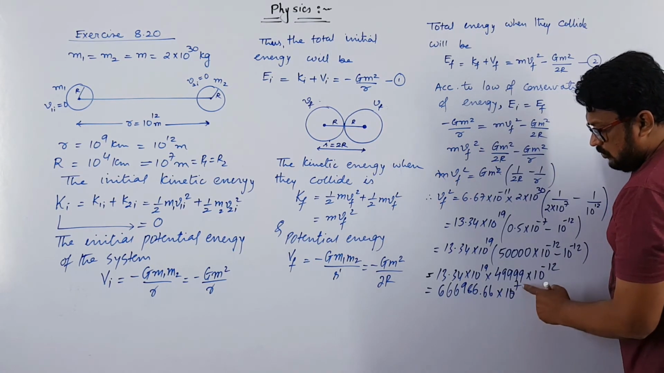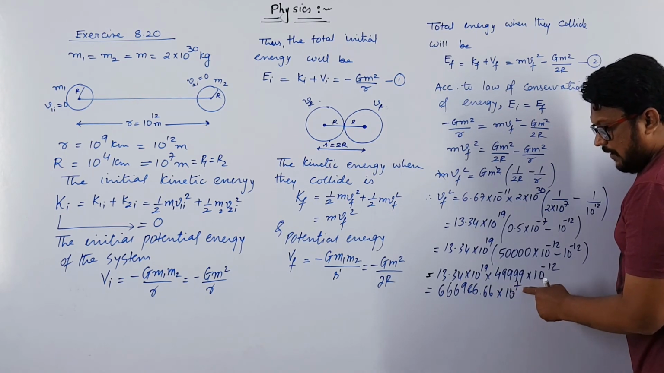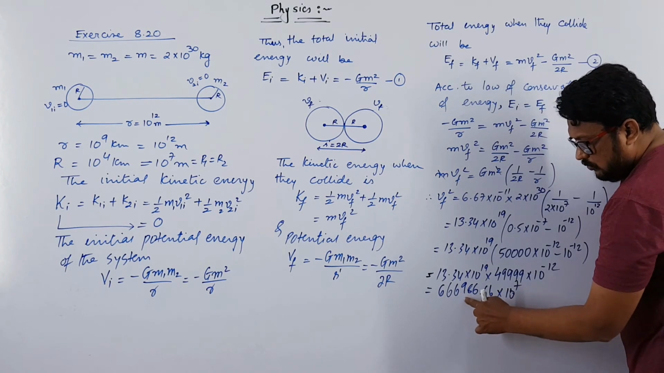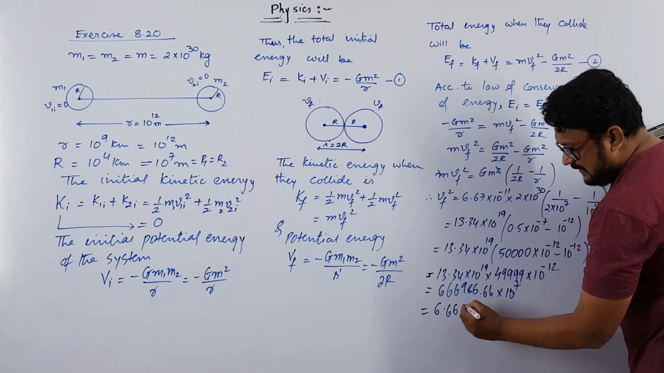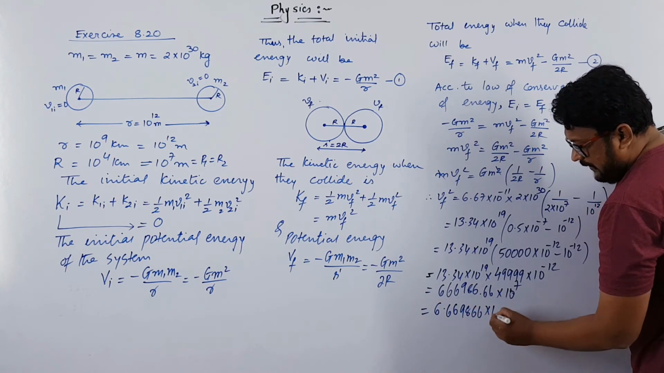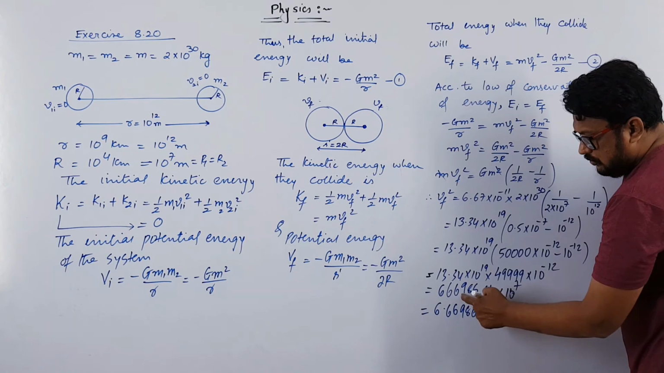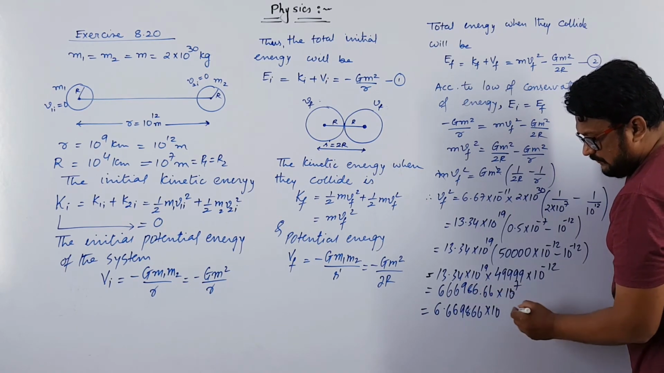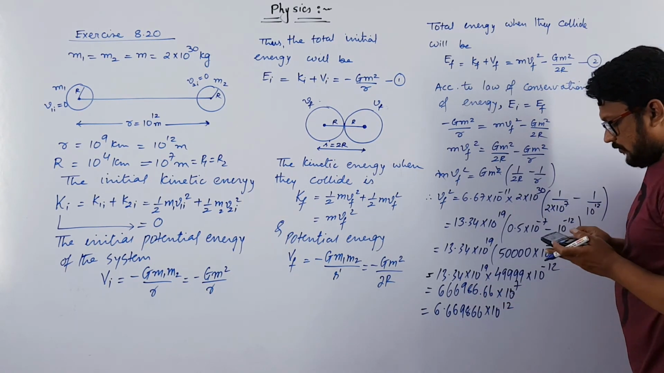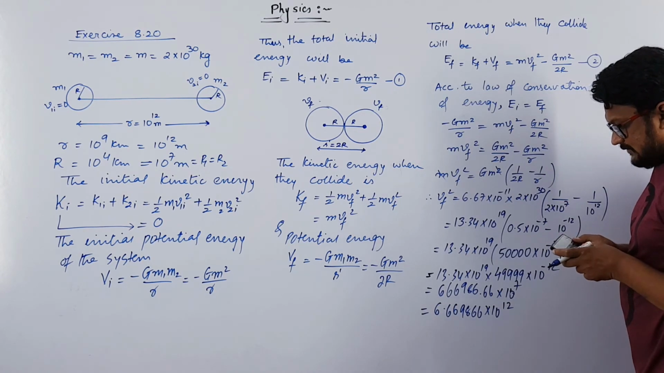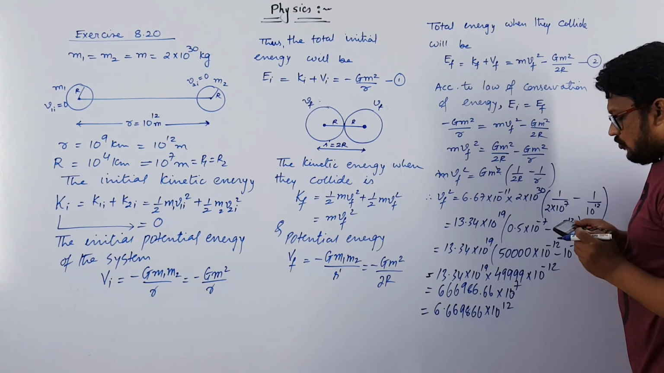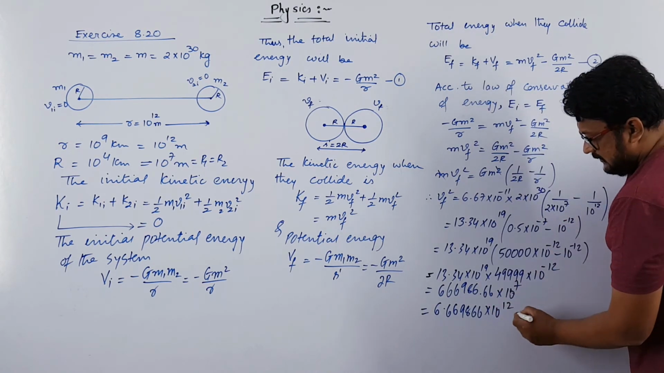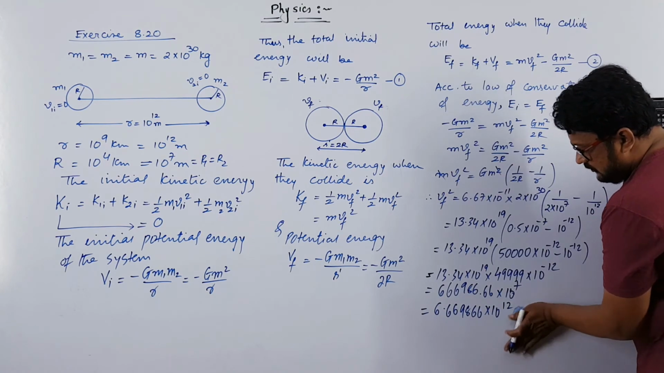So you have to take the square root. So when you are taking square root, the power must be even. This is odd. So shift the point 1, 2, 3, 4, 5 places. Then this will be equal to 6.669866 into 10 to the power, 1, 2, 3, 4, 5 places, so 7 plus 5 is 12. Take the square root of this, 6.669866. Square root of that will be 2.5826.